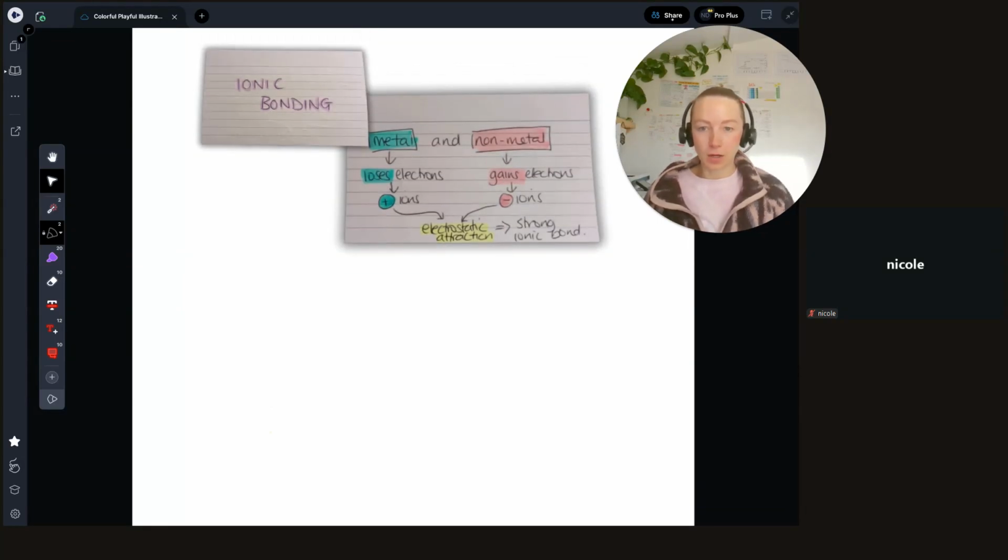Okay, so we're going to look at ionic bonding. I've made a revision card that's got ionic bonding on the front and then on the back some of the key details. It's really, really simple on the card, but I just want to make sure that we understand that.